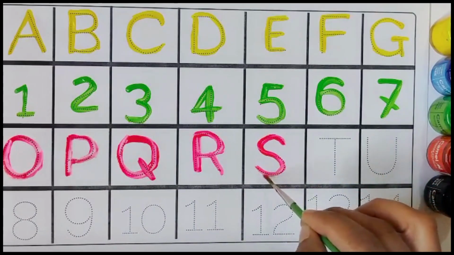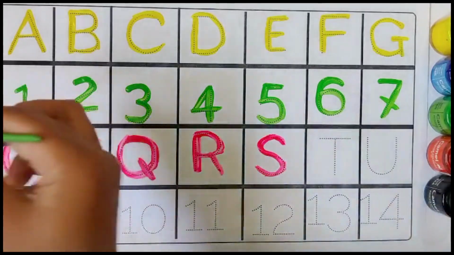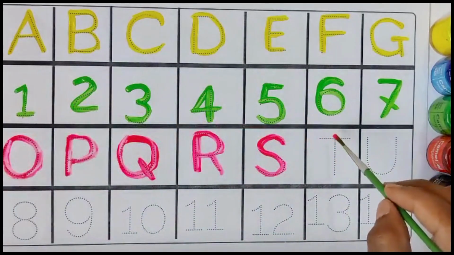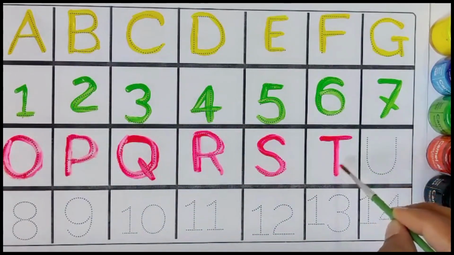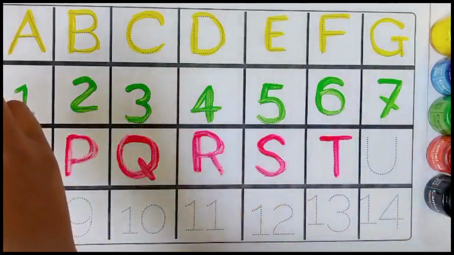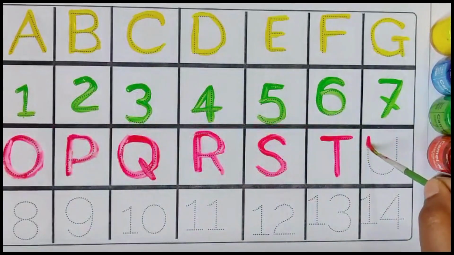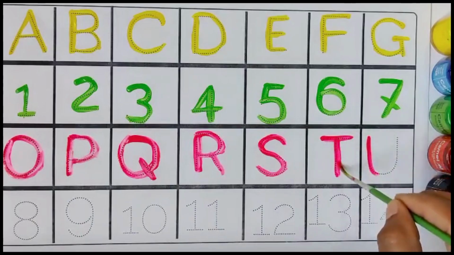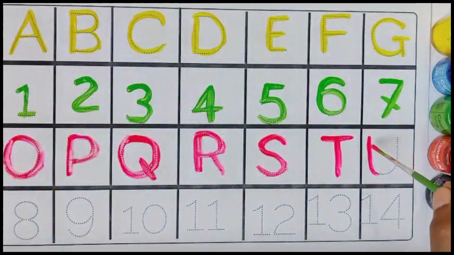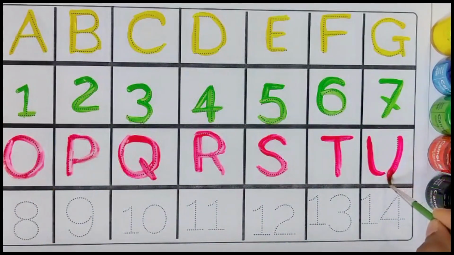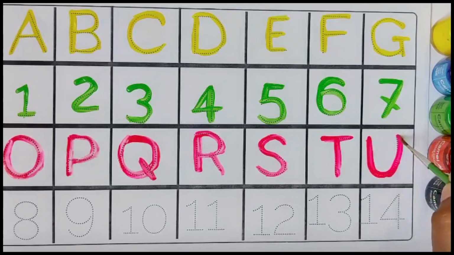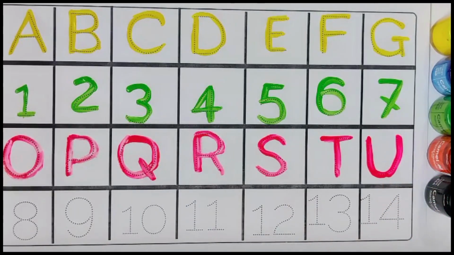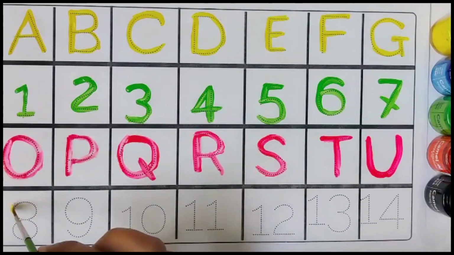S, S for sun. T, T for tiger. U, U for umbrella. H.